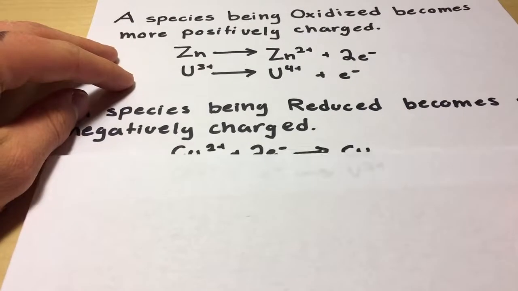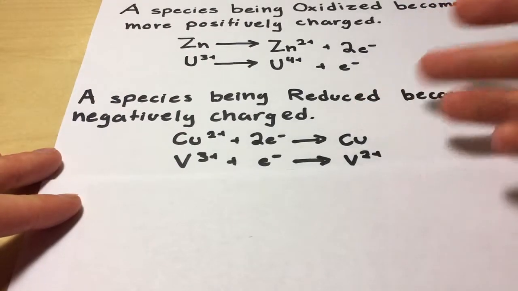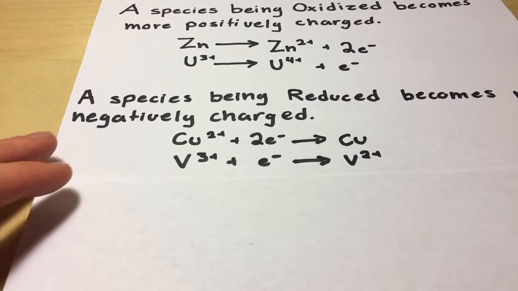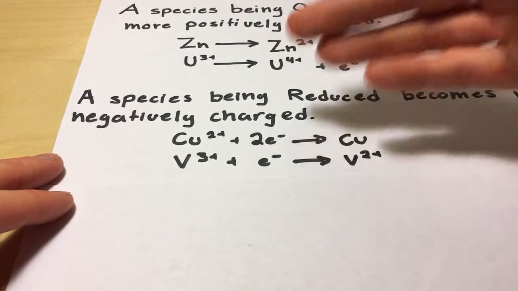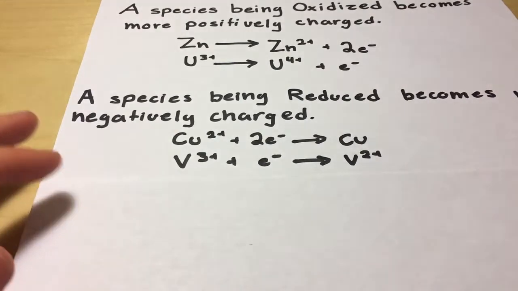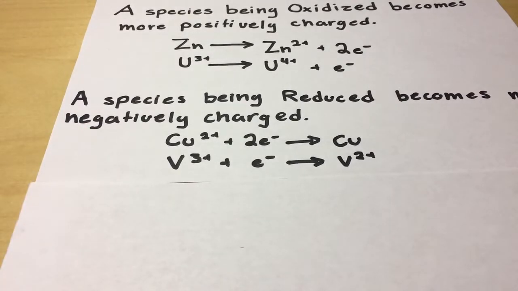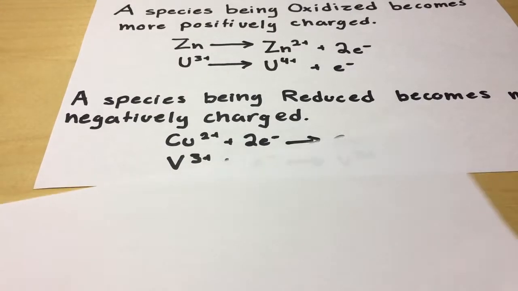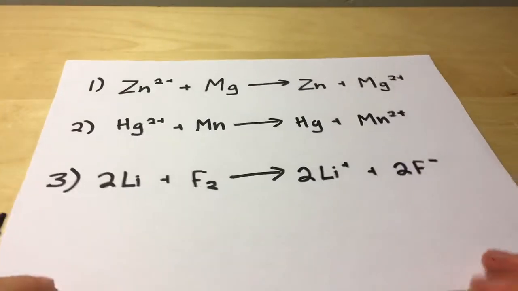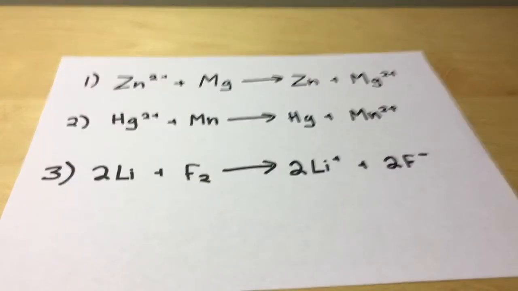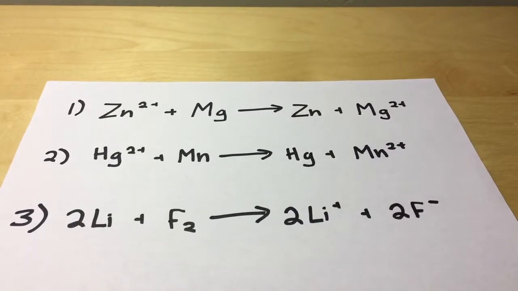And on the other end, a species being reduced becomes more negatively charged. And we can look at an example here. Cu2+ goes to Cu, neutral charge. Or we have vanadium 3+ goes to vanadium 2+. And so because this is becoming more negatively charged and gaining electrons, it is being reduced. So now let's work through 3 examples knowing what we know to use our skills to see which of these are being oxidized or reduced, and which ones are the reducing agents or the oxidizing agents.